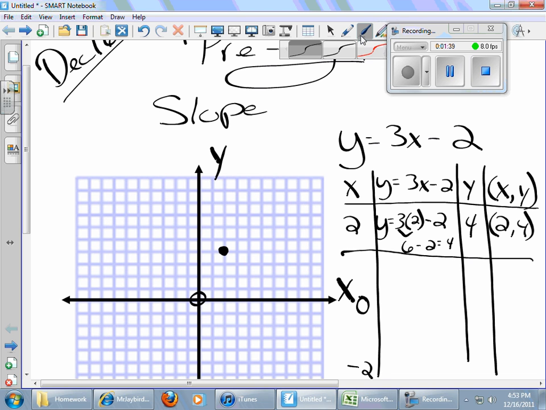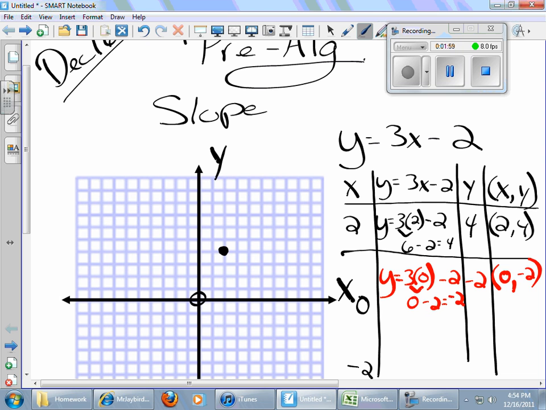Now for the easy one. I'll do the easy one in red. I'm going to plug 0 in for x. So I'm going to get y equals 3 times 0 minus 2. 3 times 0 is 0. 0 minus 2 is -2. The point is (0, -2).